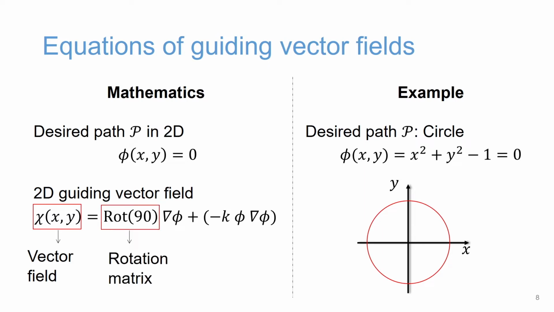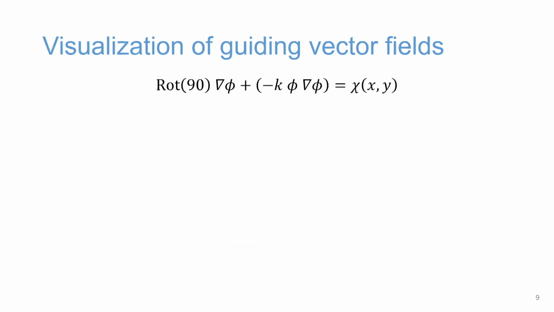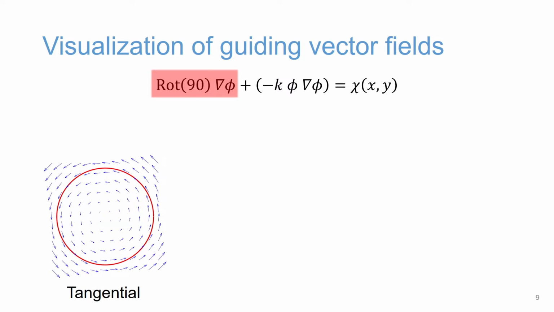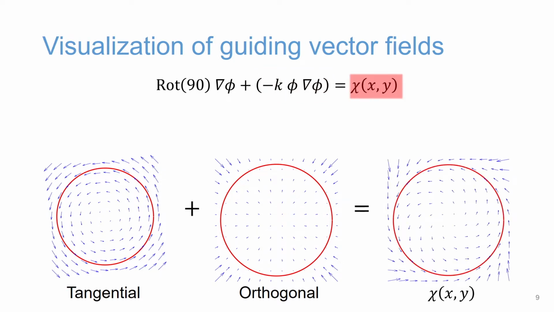This is the rotation matrix, which rotates the gradient vector by 90 degrees. K is a positive constant. To understand what these terms mean, we draw each term now. This picture shows the gradient vectors described by nabla phi. Rotating all the gradient vectors by 90 degrees, we obtain this one. Note that the vectors are tangent to the circle. This term is the gradient multiplied by minus k phi, which makes all the vectors point orthogonally towards the circle. Adding these two terms, we obtain the guiding vector field for the circle desired path.